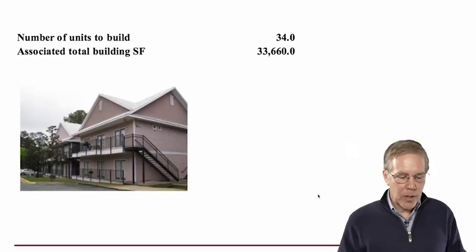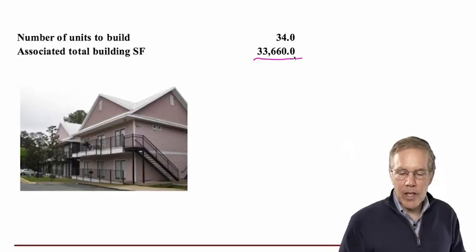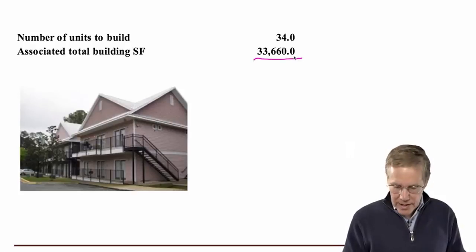So here it is in summary, and it might look something like what we see in this picture here. The total square footage of the building, first and second floor, is going to be 33,600 square feet and change.